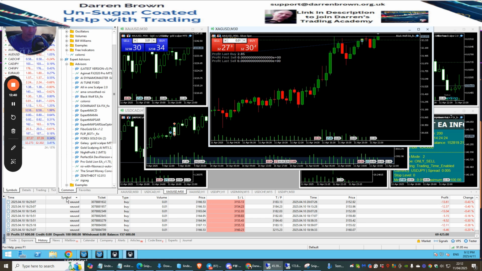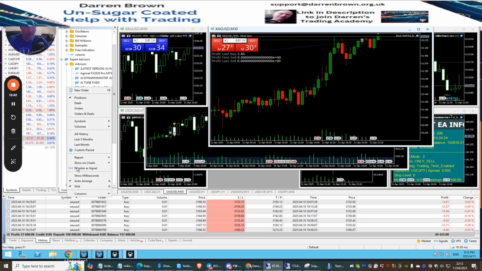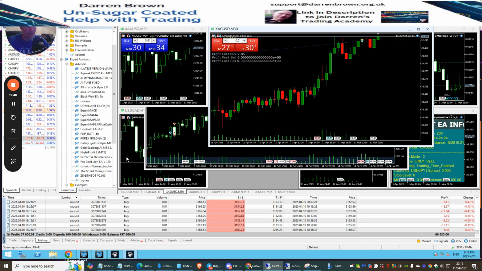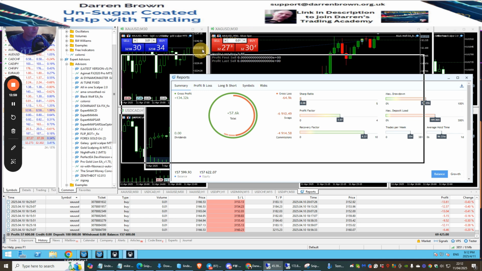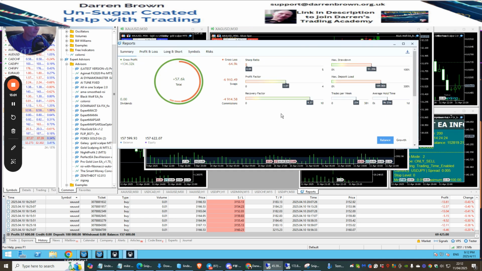Okay, and then what we want to do is just hover on the symbol, right mouse click, go to report, and click overview. This is going to give us an overview of the account, and this is giving us the profit loss, long, short, symbols, etc. Okay, so we should be able to work out roughly what these accounts are doing.